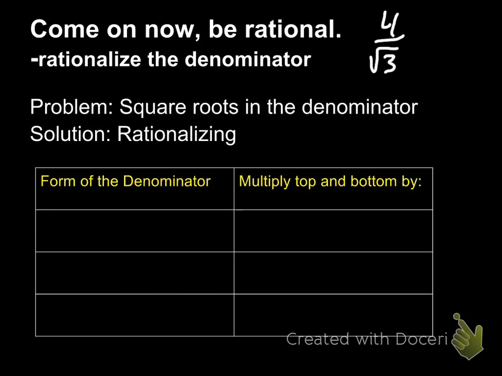If the form of the denominator is something like the square root of b, some number b, then I need to multiply the top and bottom by the square root of b. In other words, the square root of b divided by the square root of b. So in my example, if I wanted to rationalize it, I would multiply 4 over square root 3 by square root 3 over square root 3.